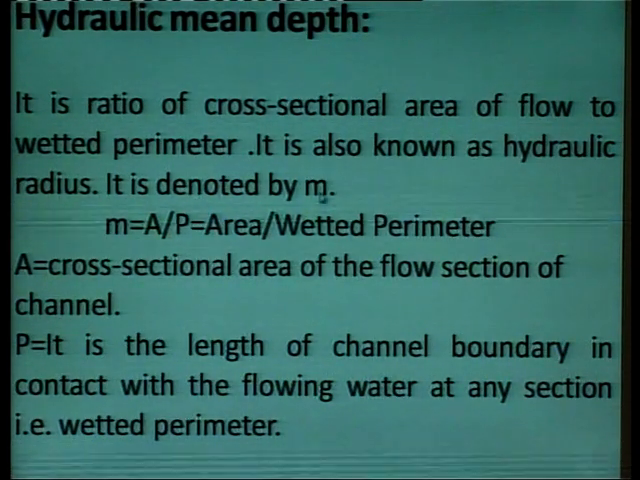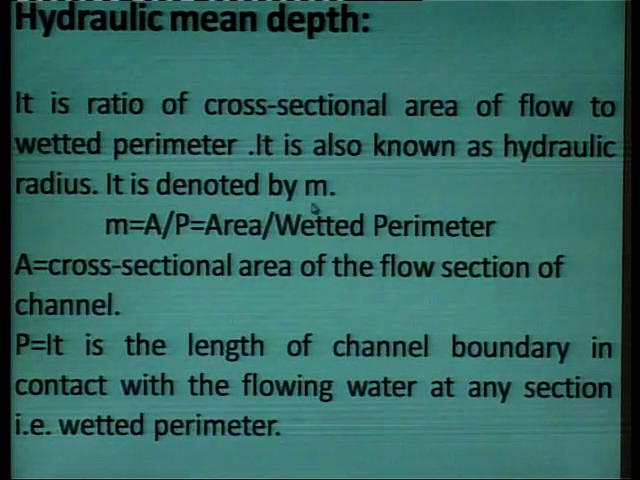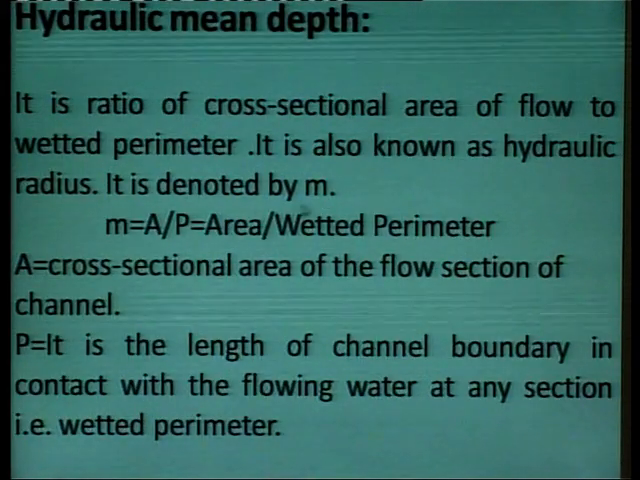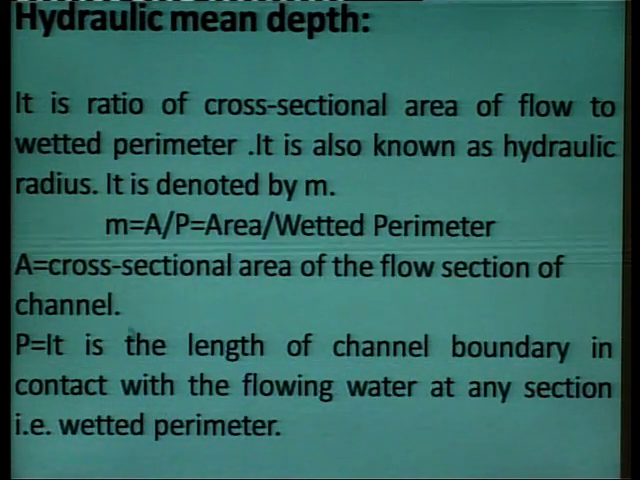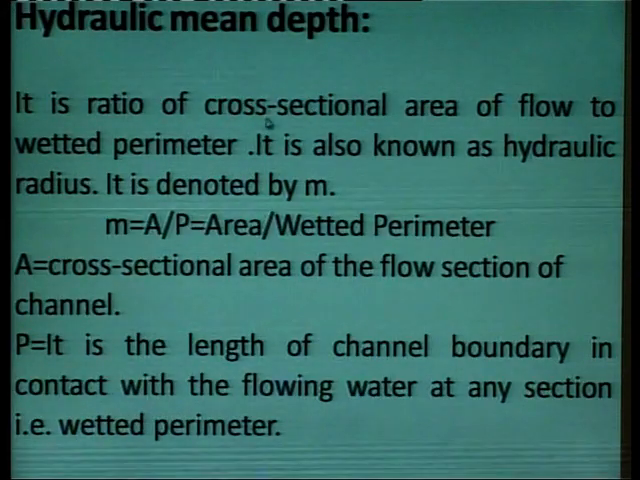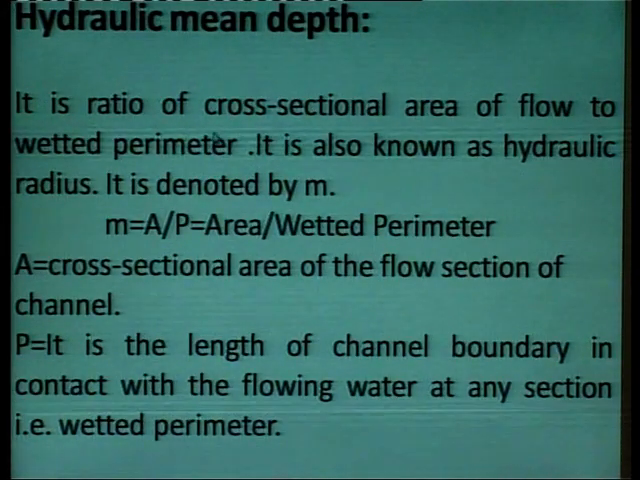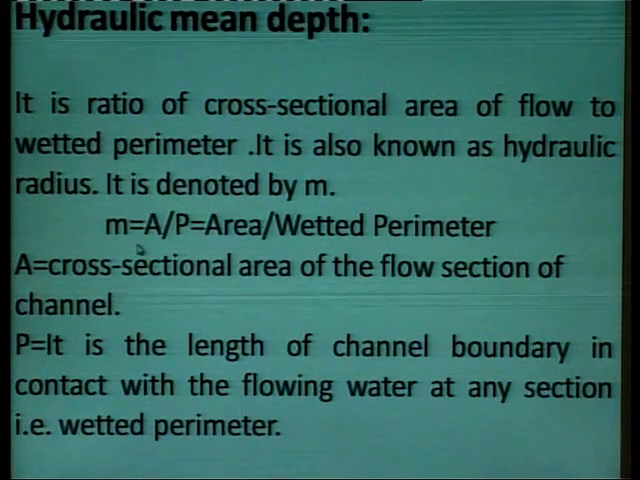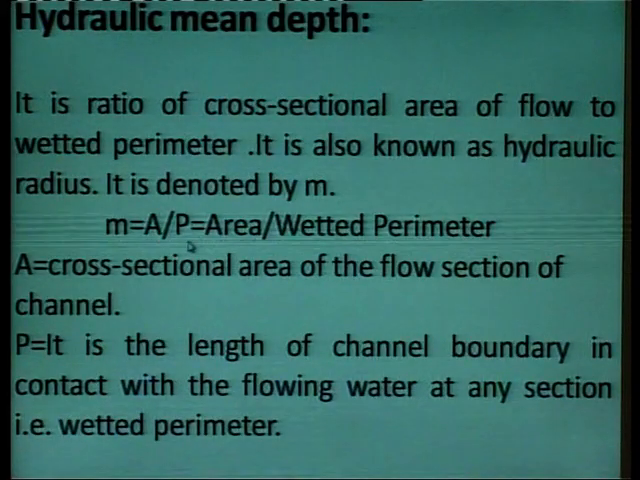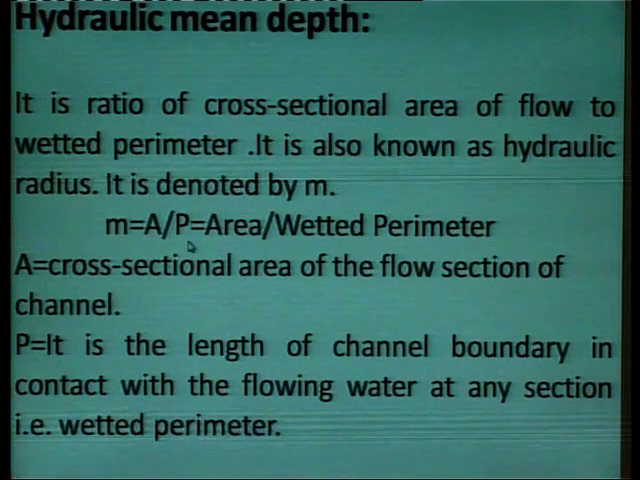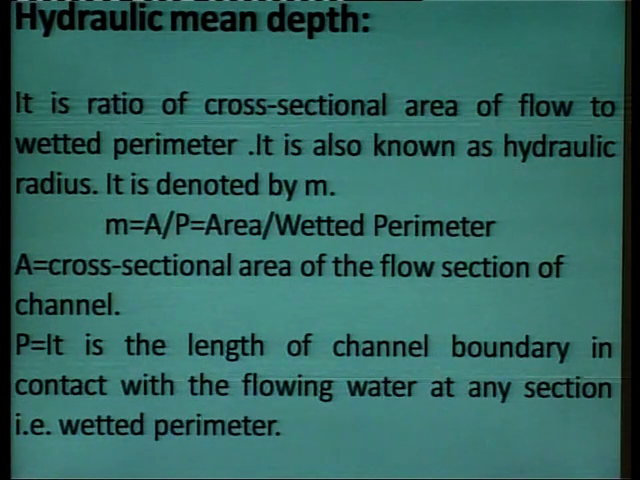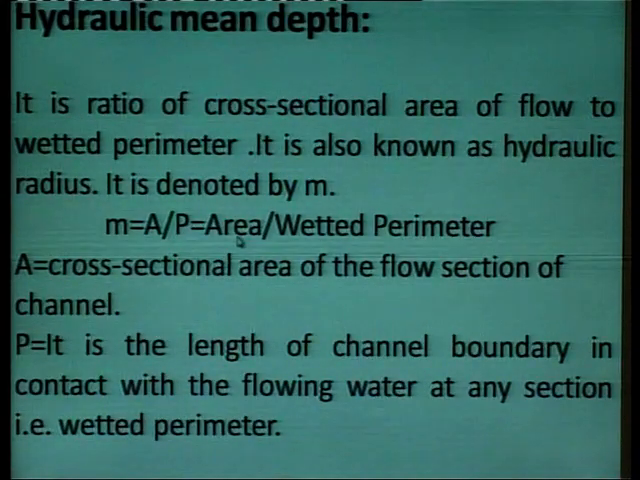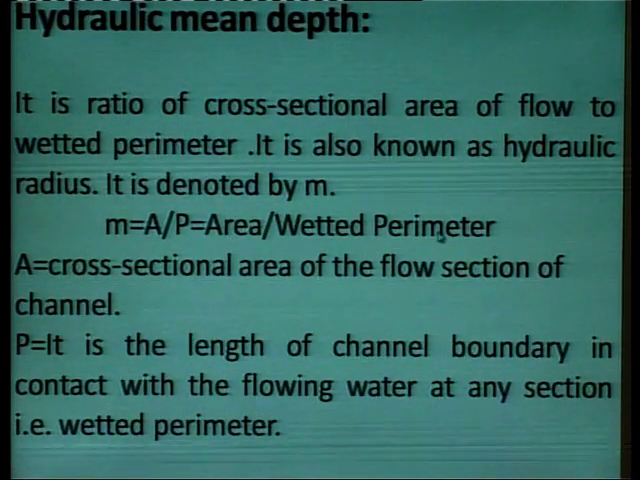It is denoted by a small m. So, hydraulic mean depth we represent with small m, and the value of small m we have already discussed. It is equal to the ratio of cross sectional area of the flow to the wetted perimeter. So, it is equal to capital A divided by capital P, where capital A means area of the cross section of the flow, divided by P. P means wetted perimeter.